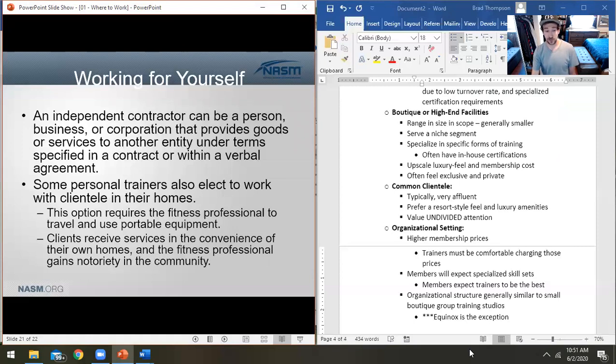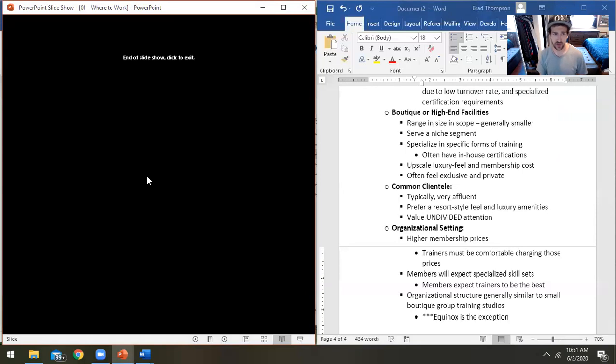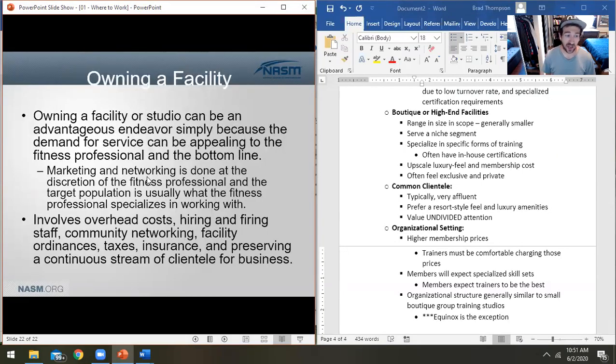Or maybe you train out of somebody's house. A lot of times you'll need to have portable fitness equipment, and you can do that as well. And then there's also owning a facility, which we will also talk about later. Maybe you are interested in getting your own facility and opening your own gym. I think that's a great idea.